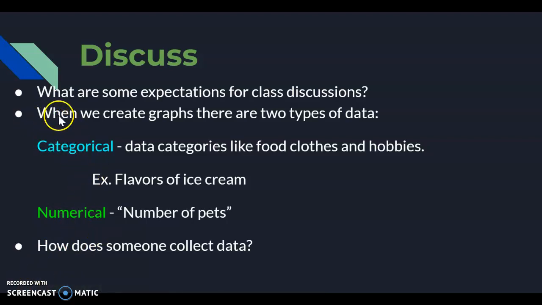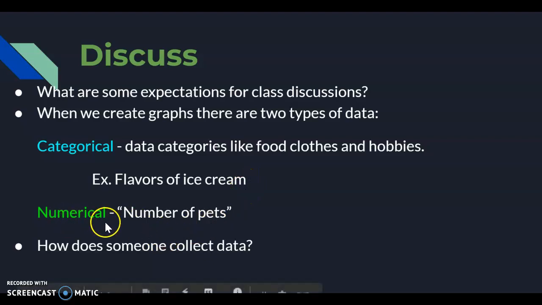The next part right here says, when we create graphs, there are 2 types of data in graphs. The first part is categorical. These are data categories like food, clothes, and hobbies. An example would be flavors of ice cream. We all know that there are many different flavors, vanilla, chocolate, and so on.